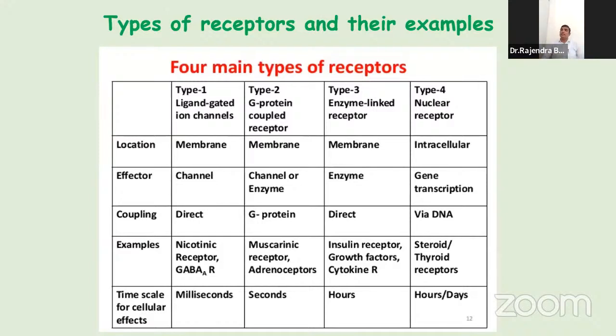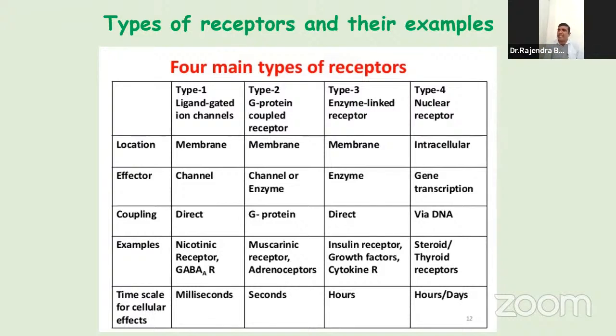Now we'll move to the types of receptors. There are mainly four types of receptor. First is the type 1 receptor. Type 1 receptor is also called ligand-gated ion channel receptor, LGIC, or ionotropic receptor. These are membrane-bound receptors. Examples of the type 1 receptor are important.